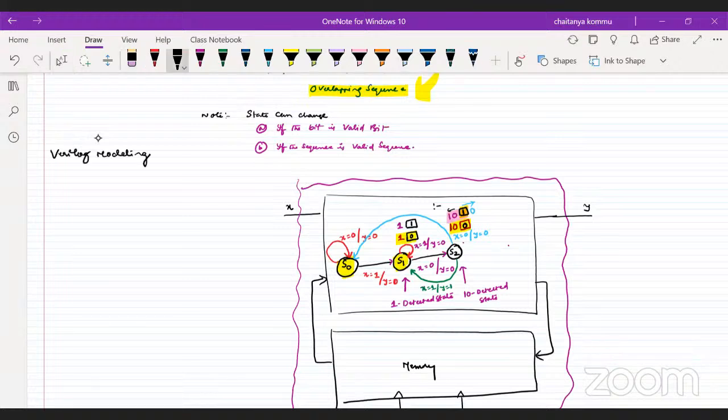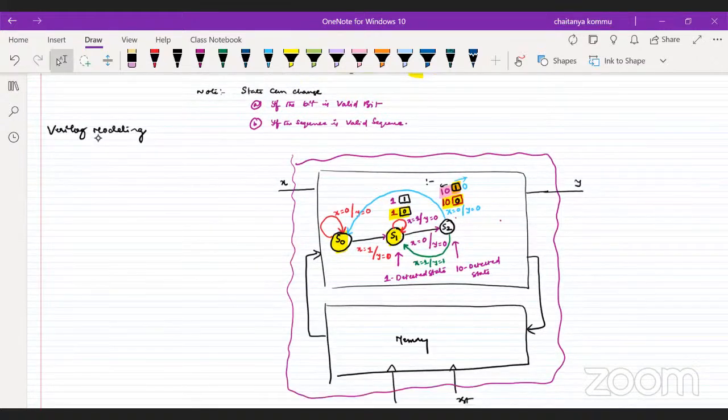Anyone from the class? How many flip-flops are required in a memory? How many states are there? 3 states are there. To represent the 3 states, how many bits are required? Minimum 2. 2 is more than sufficient, right?